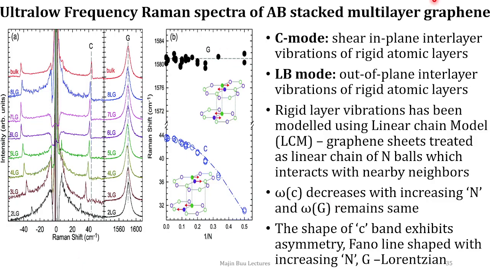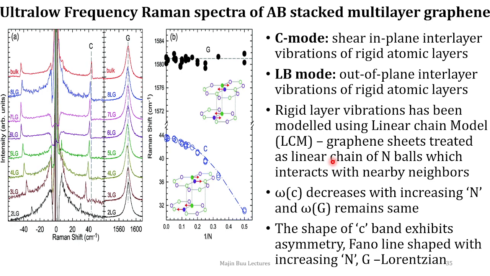Before I tell the trends, we'll just familiarize ourselves with what a C mode is. A C mode is essentially the one associated with the shear in-plane interlayer vibrations of rigid atomic layers. So it represents the shearing vibrations associated with the interlayer structures. While this is for the C mode, the layer breathing mode is the out of plane interlayer vibration as seen, associated with the C axis.